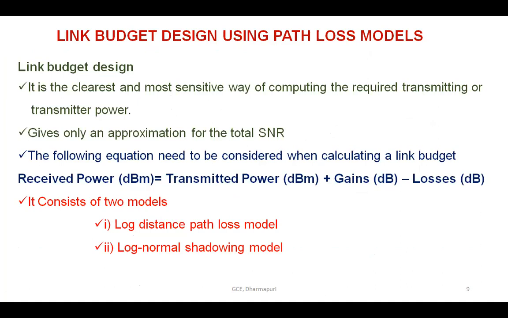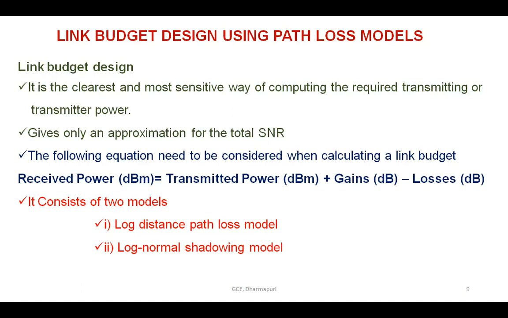So the next topic is link budget design using your path loss model. What is the use of link budget design? It gives the clearest and most sensitive way of computing the required transmitter power. It gives only an approximation of the total signal to noise ratio. The following equation needs to be considered to calculate the link budget: received power equals transmitted power plus gains minus losses.